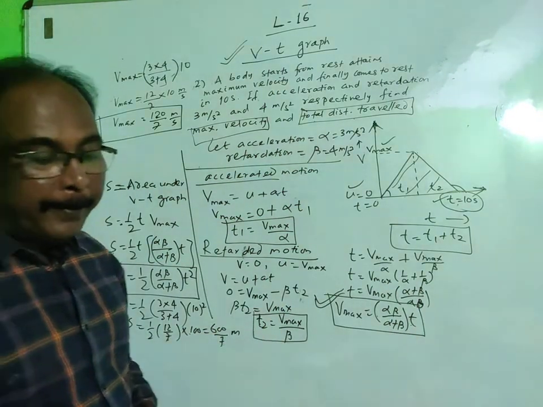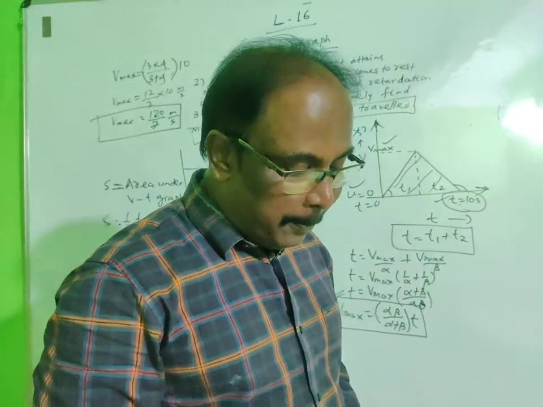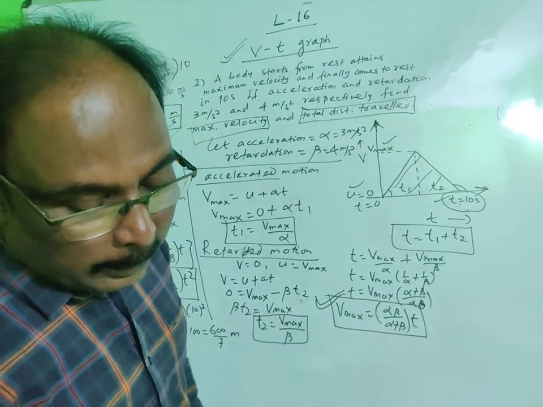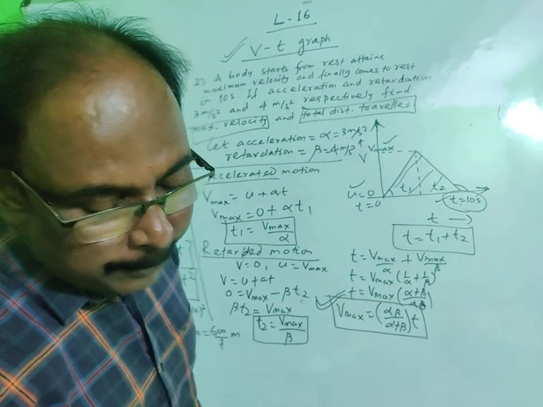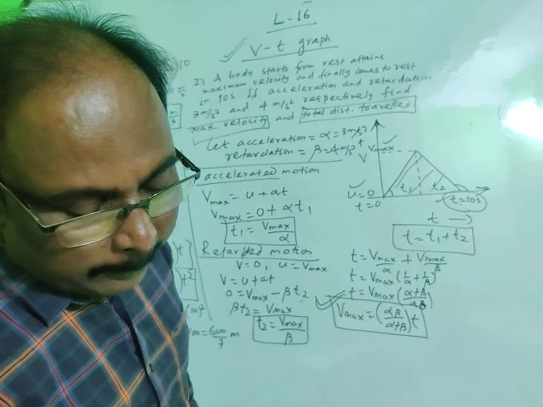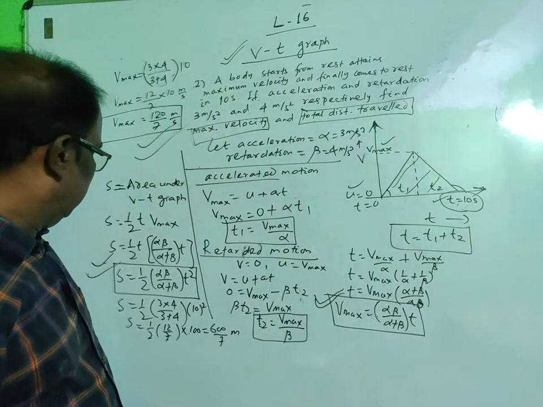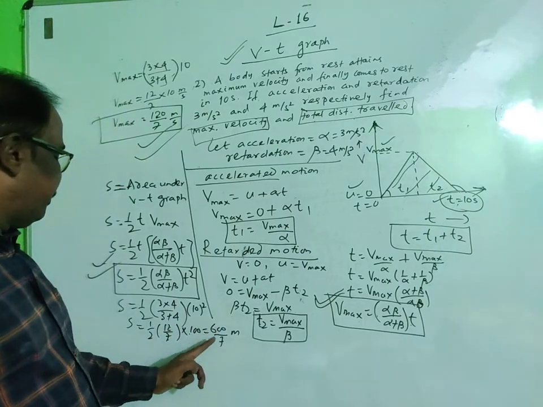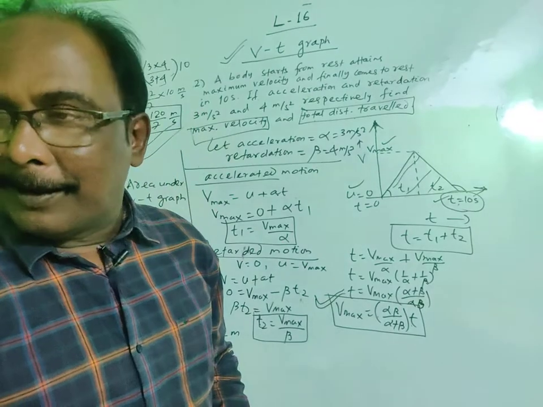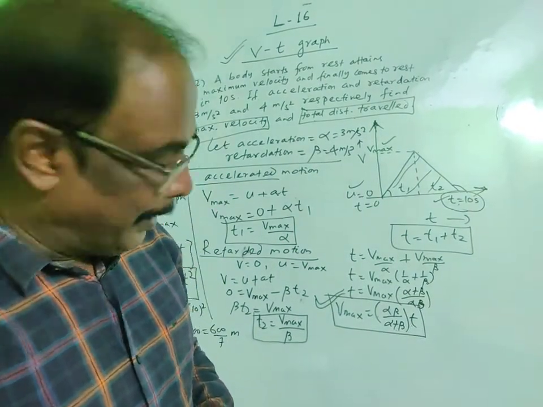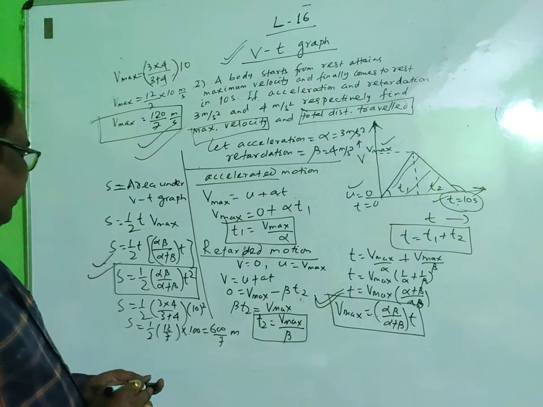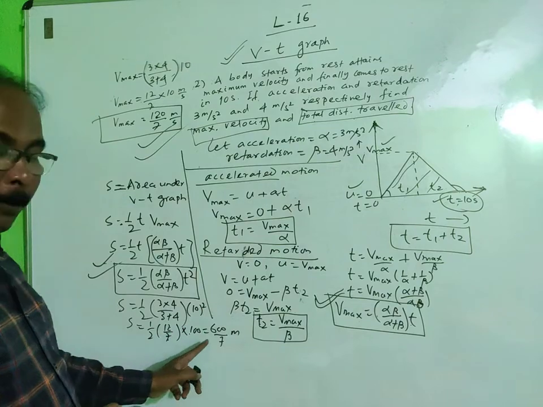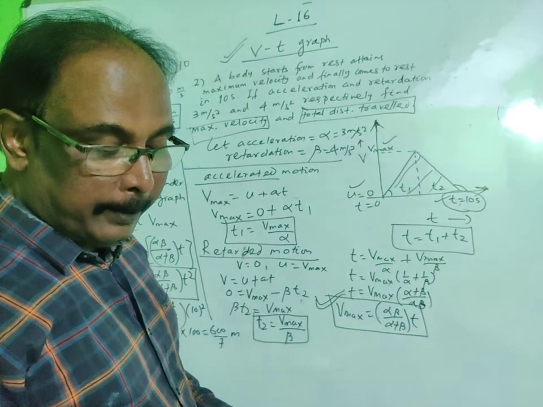This is your answer. Yes, you have given V max is equal to 120 by 7. This is correct. And total distance, no, you have not given. Six into 100, 600 by 7. 6 into 100, 600 divided by 7. You have not given your answer.